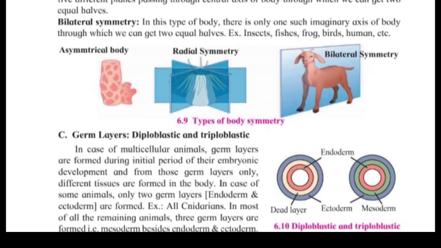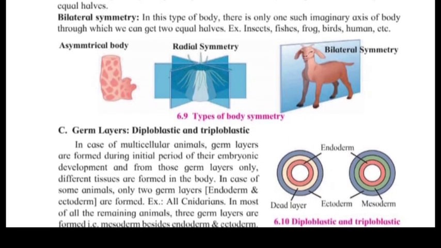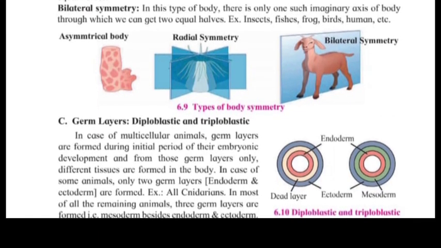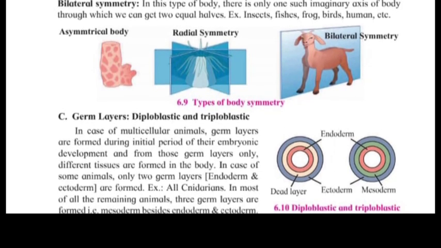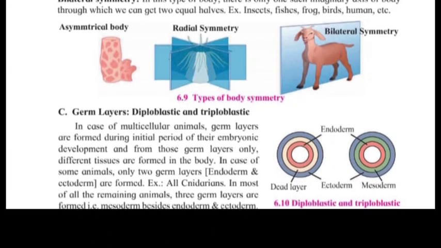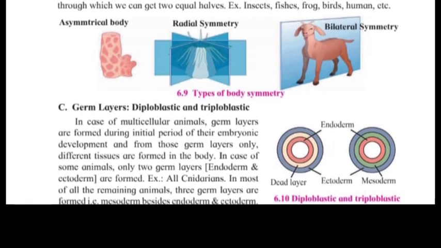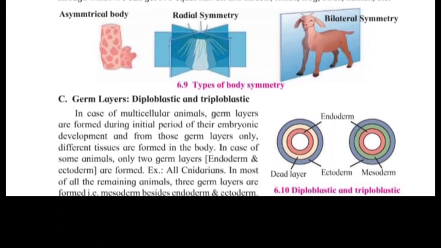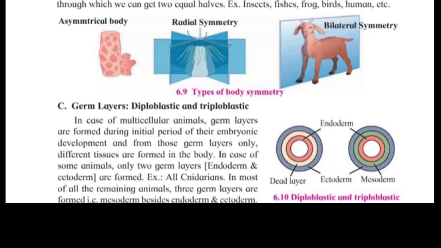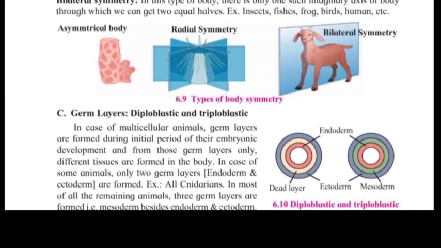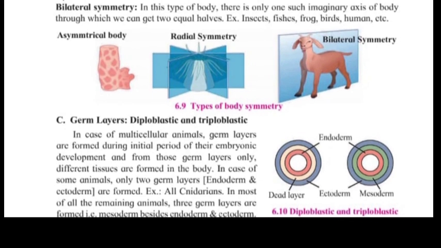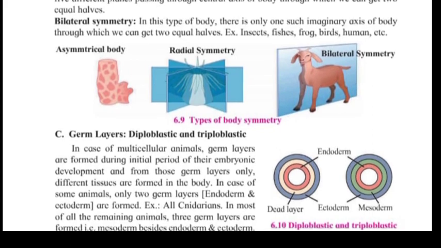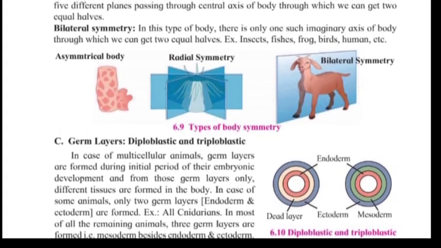Next is germ layer. In the case of multicellular organisms, germ layers are formed during the initial period of their embryonic development, and to form those germ layers, different tissues are formed in their body. In the case of some animals, only two germ layers, that is endoderm and ectoderm, are formed. In most of the remaining animals, three germ layers are formed, that is mesoderm besides endoderm and ectoderm, as you can see in the figure shown below. Diploblastic and triploblastic, students, note this in your notebook.